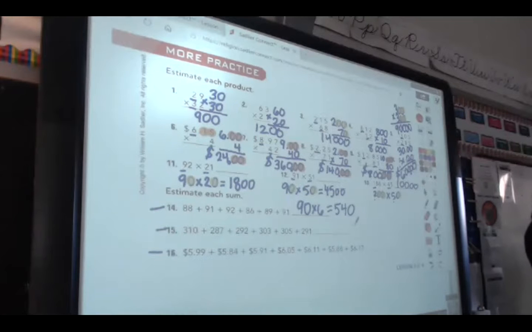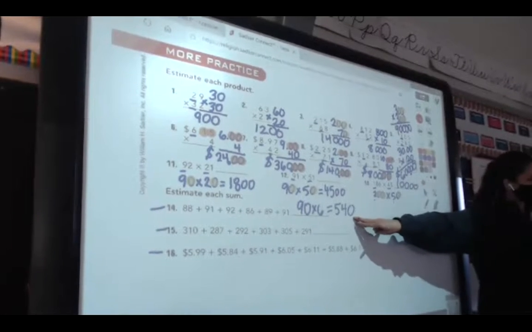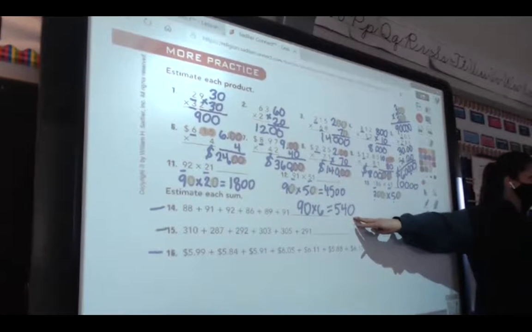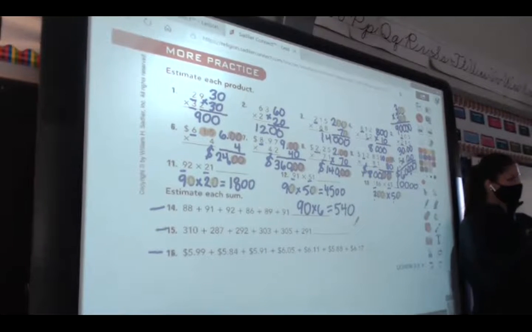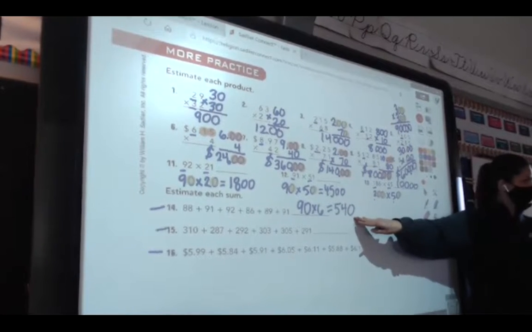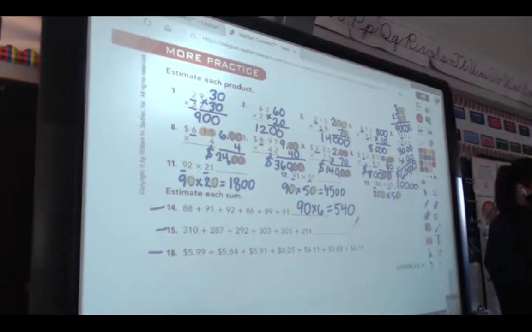But adding is different than multiplying. If you did 90 plus 90 plus 90 plus 90 plus 90 plus 90, you would get, think about 90 is close to 100, right? If you had 6 of those, it'd be close to 600. only if those were multiplying factors.